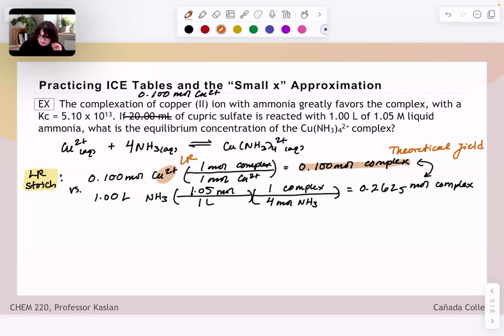Okay, so I'm going to just keep a little note up here. Concentration of complex is 0.100 mole over the 1.00 liter. So this is going to be our molarity of 0.100 molar.